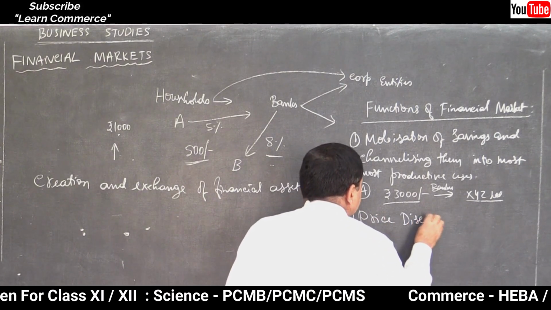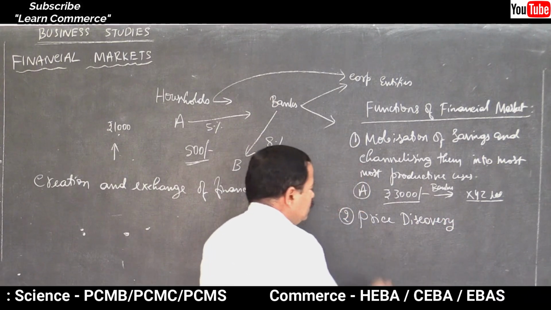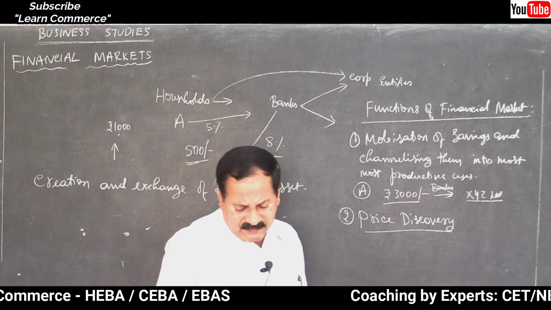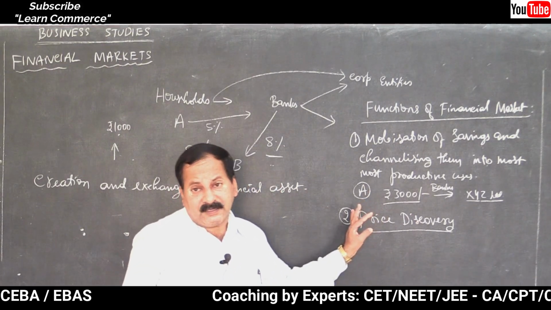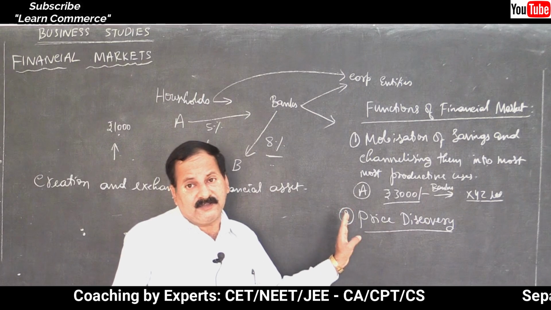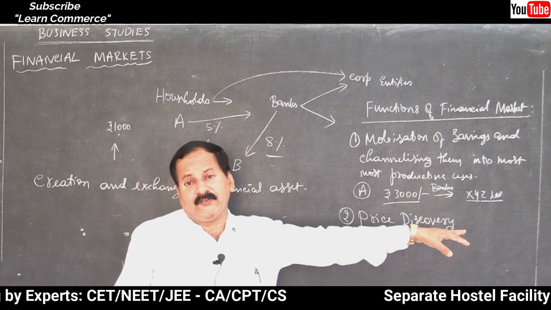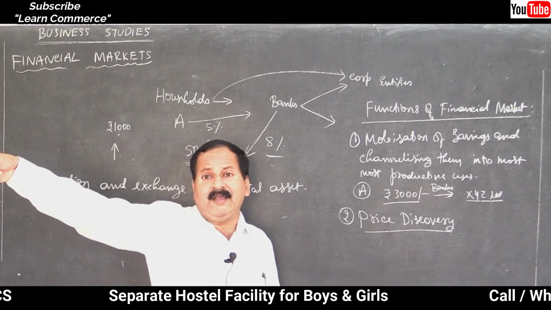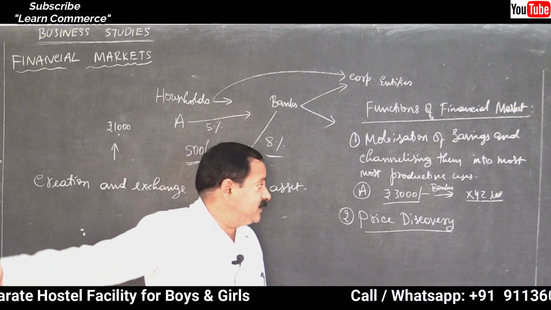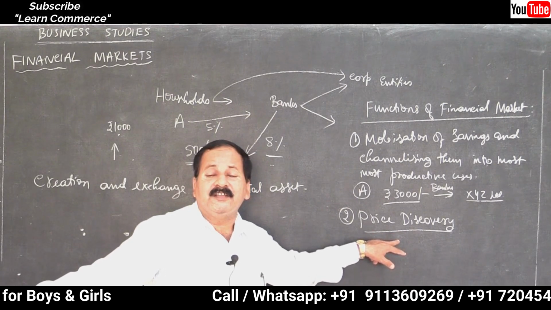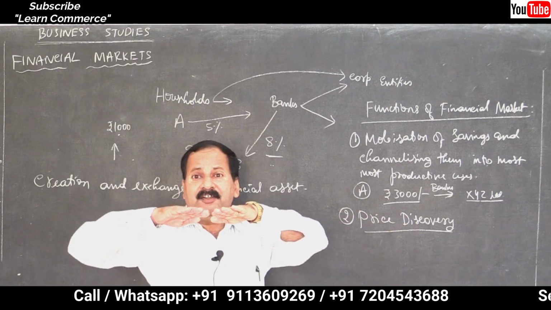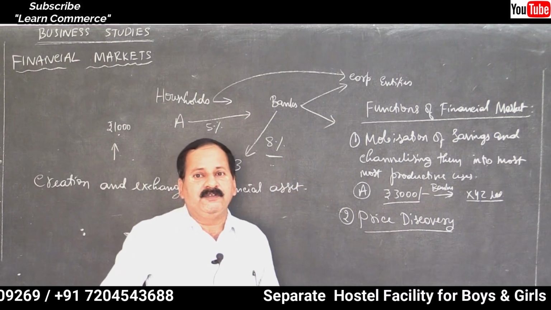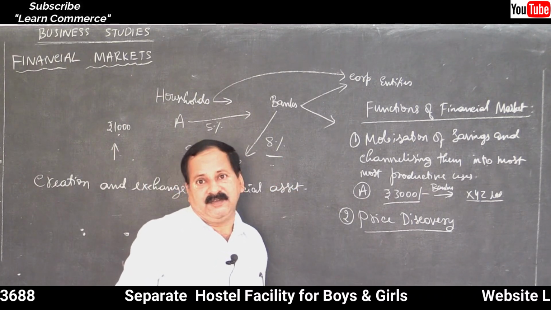Price discovery. What is price discovery? It is by diverting the funds from surplus to shortage, from areas where there is no requirement to areas where there is a requirement, that they will create the price discovery. That means the interest rate will be decided, how much the interest rate will be. So that is called price discovery.